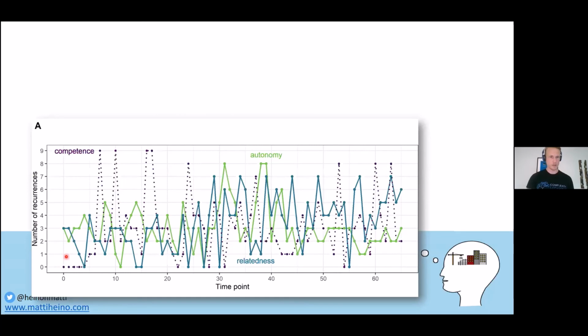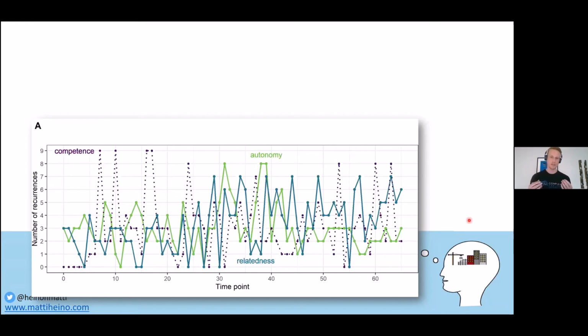So when you plot them, it looks like this. So this was the competence. This might not be the same data, but conceptually, you can see that we have the competence variable, where the first 5 data points don't recur later at all. And then you have this time point, maybe 7 or something, that recurs 9 times later, and so forth. And you can see that this dashed line, the competence variable, is quite different from the autonomy variable, the green line, or the relatedness variable, the bluish line.